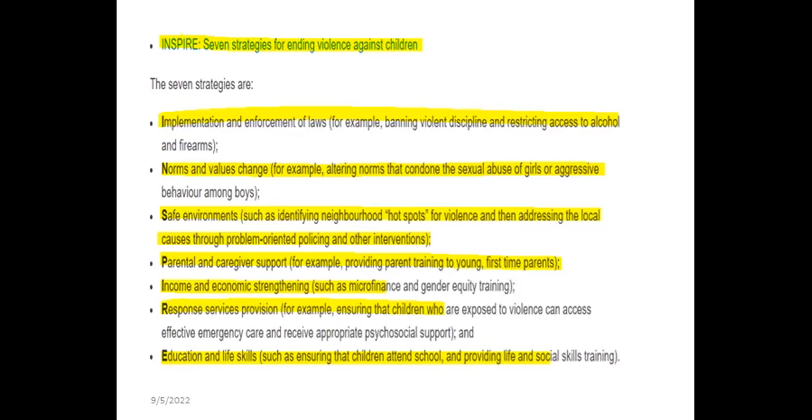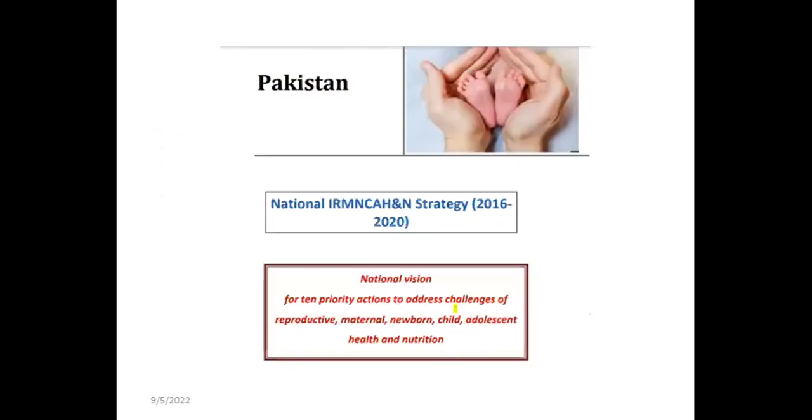Income and economic strengthening in INSPIRE includes microfinancing and gender equity training. Response services include ensuring that children exposed to violence can access effective emergency care and receive appropriate psychosocial support. And education and life skills include ensuring that the child attends school and providing life and social skills training. These are the INSPIRE strategies for reducing violence against children.